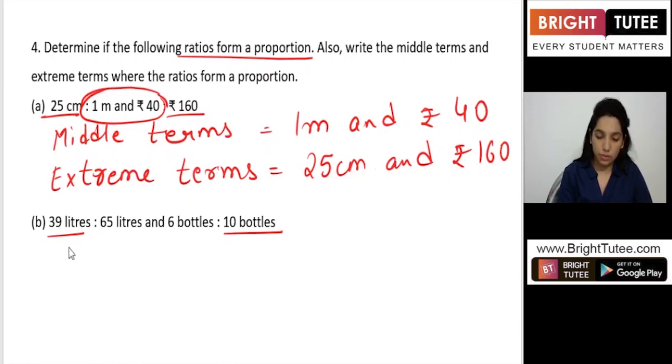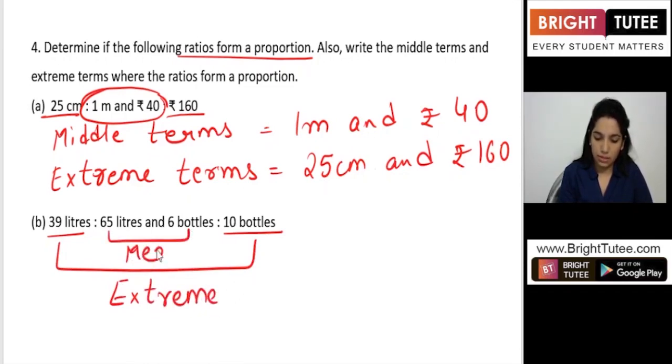These are the numbers which are sitting at the extreme. Okay, these are the extreme and these are the means. Okay, now let us see whether they are equal, whether they are in proportion or not. Let's use the method of multiplication.